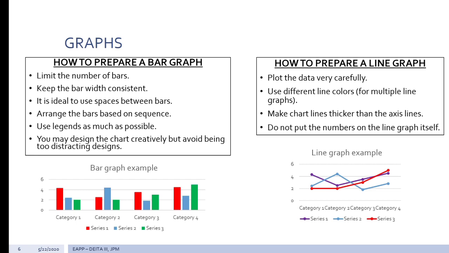Next one, arrange the bars based on sequence. Let's say, for example, are the bars representing a certain demographic of people? So let's say teens, adults, and old people, something like that. Also, use legends as much as possible so that the audience or the reader will be guided on how to understand your bar graph. And like the usual, you can design your bar graph so long as it does not distract the reader or the audience.